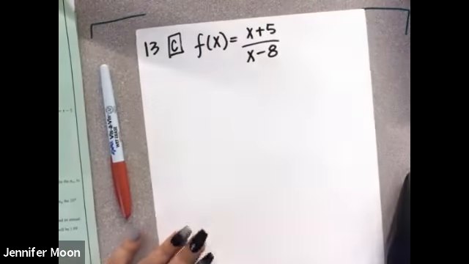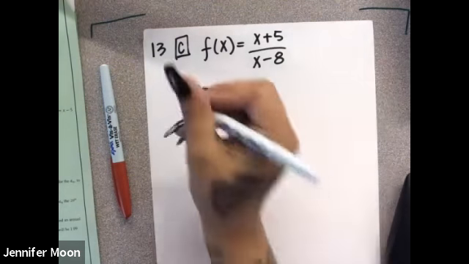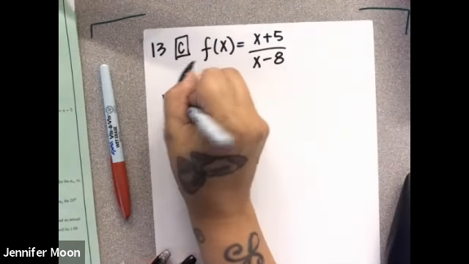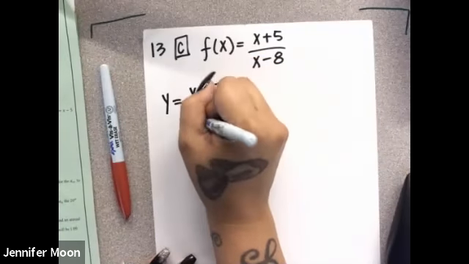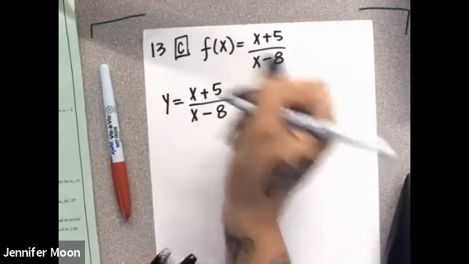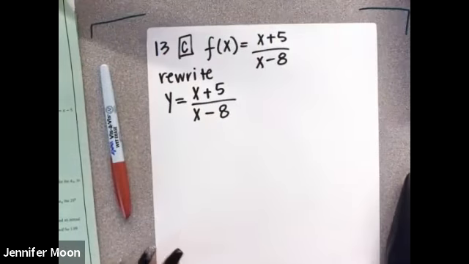My rules for finding the inverse are to switch my x and y variables and then to solve for y. This particular function is written with f of x. It's not written with y, but those are interchangeable. They are the same thing. So I'm going to write it with the variable y. I'm literally just rewriting the exact same thing. The only thing I did was change the f of x to y.